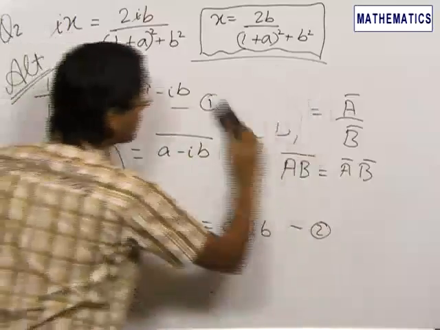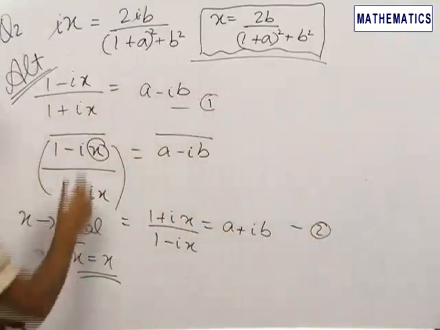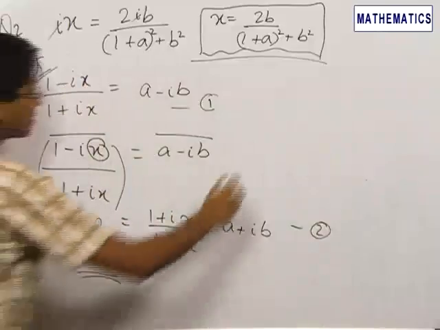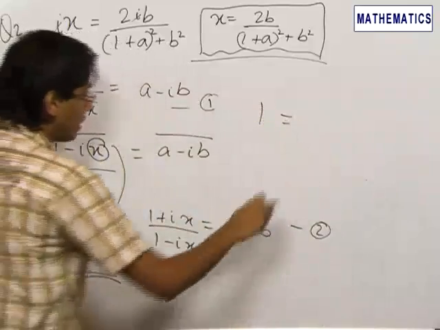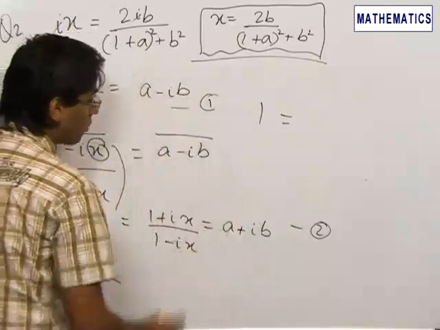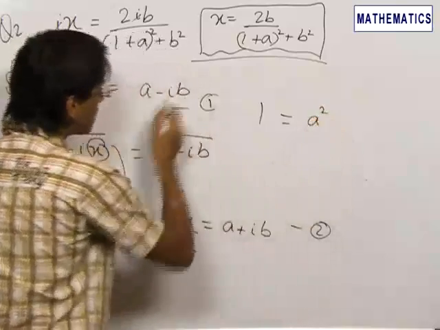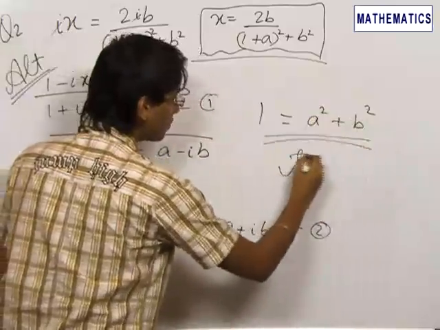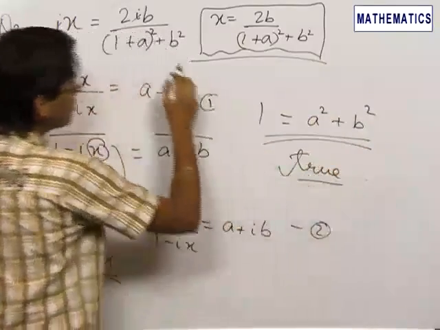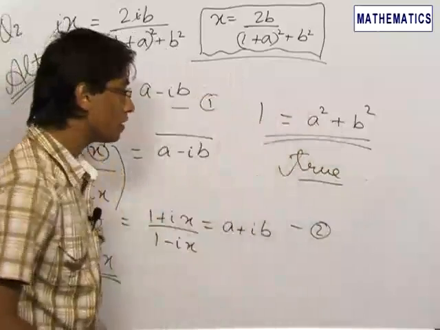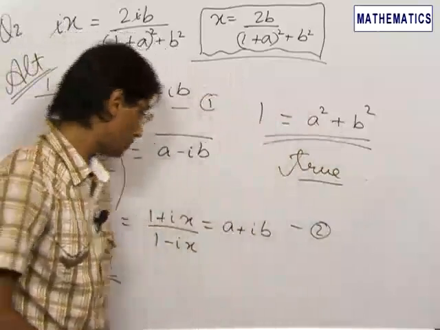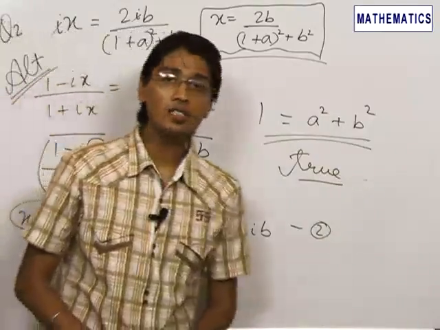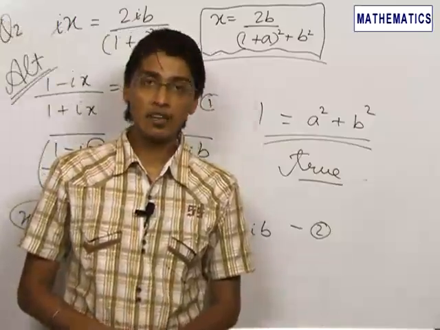If we multiply the first and the second equations, 1 minus ix and 1 minus ix get cancelled, 1 plus ix and 1 plus ix also get cancelled, and we get 1 on the left hand side. And this becomes (a - ib)(a + ib), which is equal to a square minus i square b square, which is a square plus b square, which is true, since it is given in the question that a square plus b square is equal to 1. Hence the assumption which we took, that x is real, is also correct, and hence we have proved that a real x is satisfying the given equation.